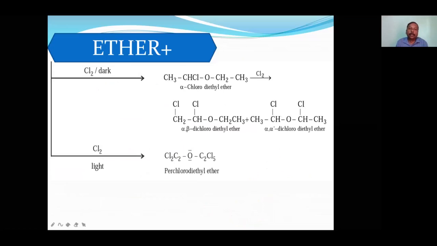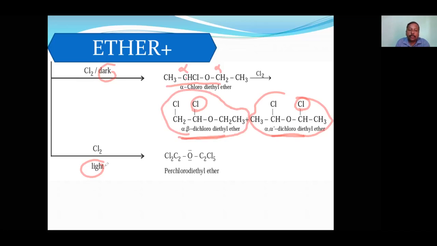Okay, next very important short answer question, dark and light. When chlorine is treated with the ether, slowly the alpha carbons will be replaced. See here, first alpha carbon chlorine, second alpha carbon chlorine. Slowly alpha carbons will be replaced. But the major product will be the alpha product, and the minor product will be the alpha beta product.